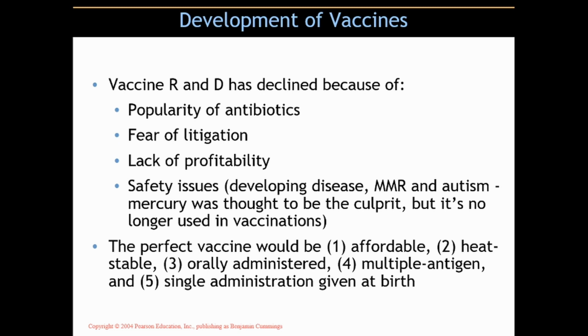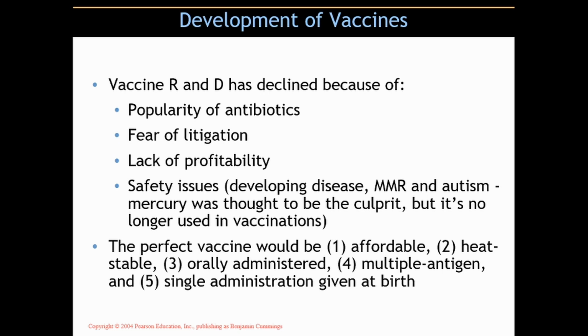can be orally administered, not through a needle, multiple antigen, so we can deliver a number of them at once so that we don't have to keep going to the doctor, or if you're working at a clinic in a developing nation, you don't have to keep going back to a village administering these antigens again and again. And a single administration given at birth, that's the perfect vaccine. Delivering it at birth so that there isn't that period of vulnerability after birth.